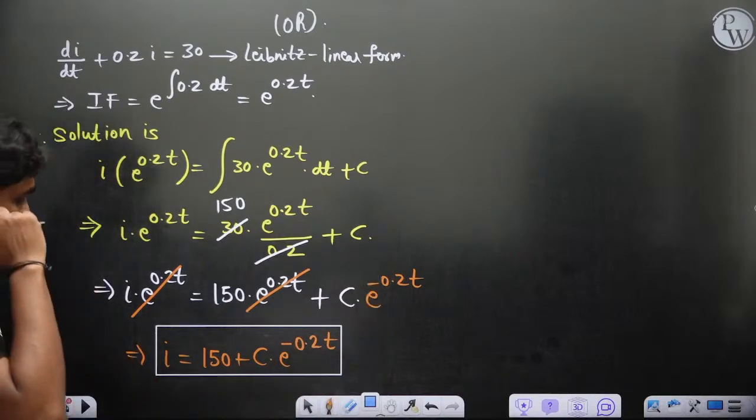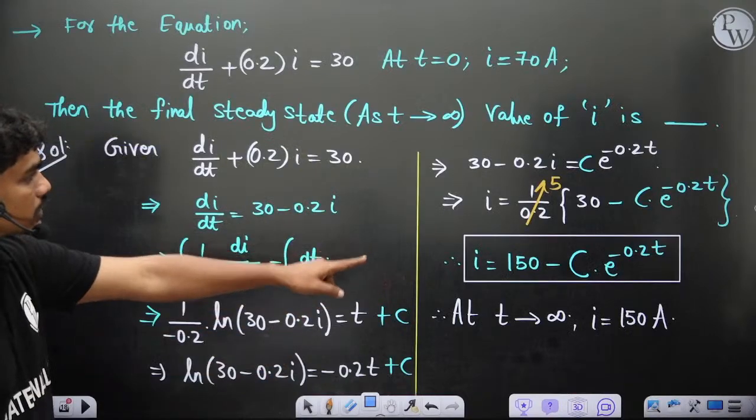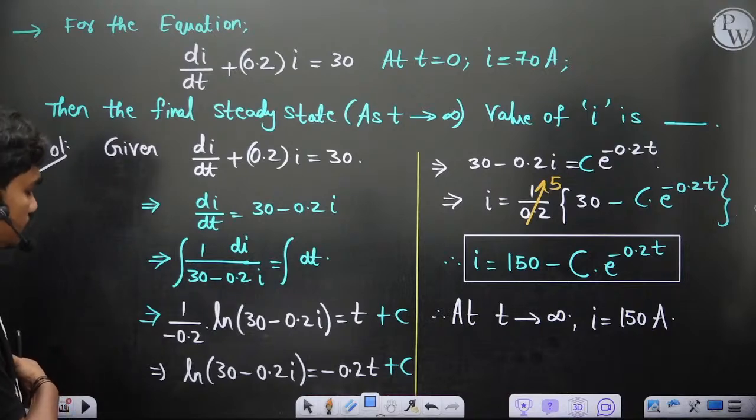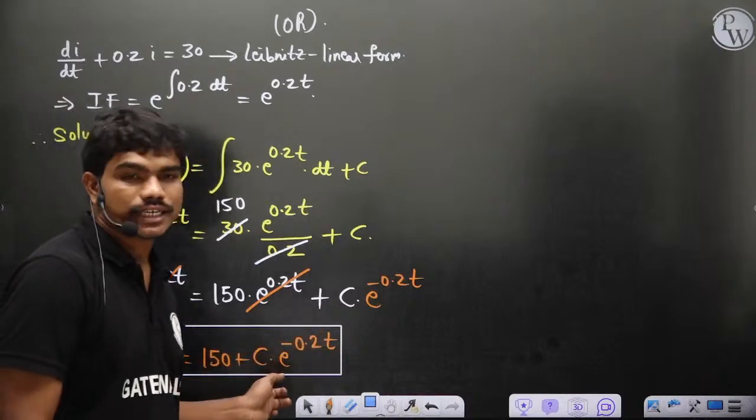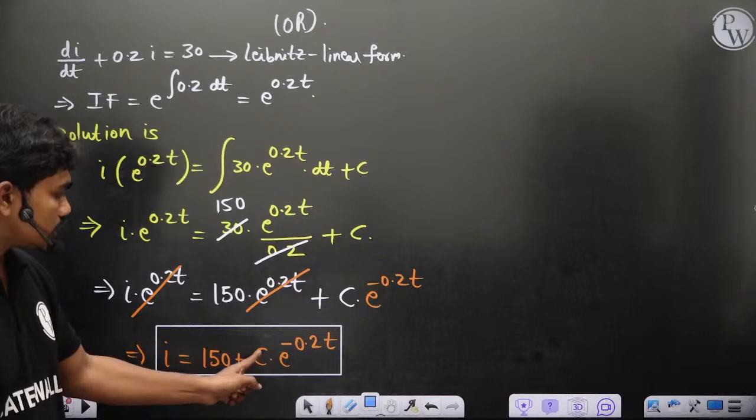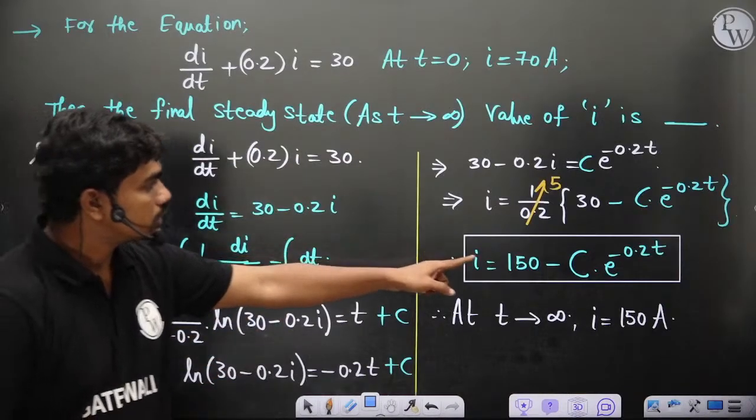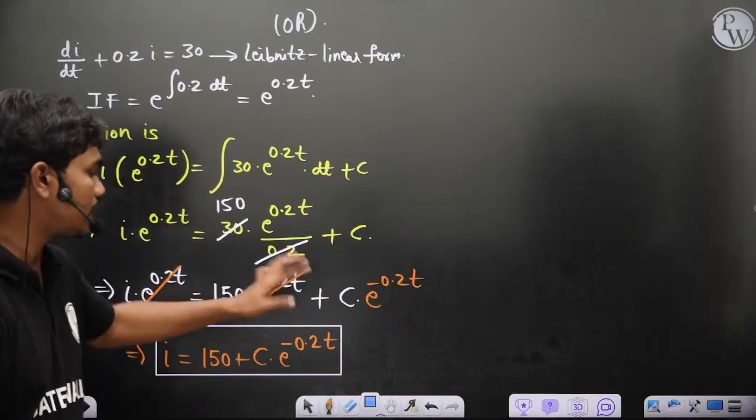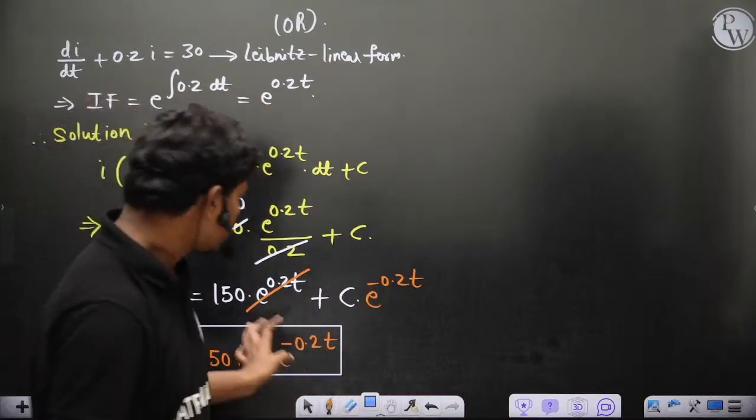So this is a constant, plus some constant into e power minus 0.2 t. Did we get a minus here? Some minus we have missed. Anyway, that is an arbitrary constant. If you put t equal to 0, the value of c would be 80 here, and here also we got c to be 80, I think. Whatever, it is just an arbitrary constant. If you substitute the boundary condition, the final solution would remain the same.